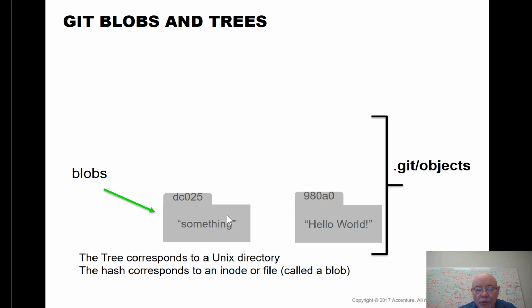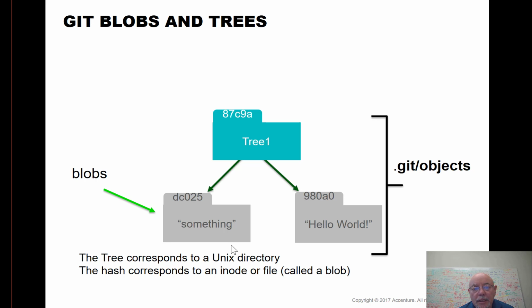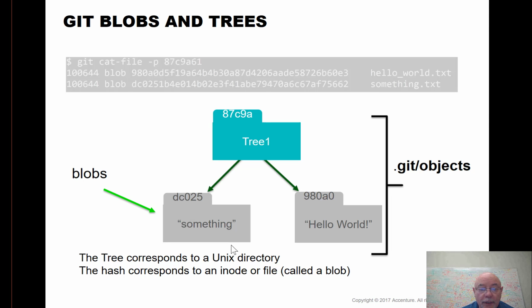But these blobs are stored under the .git objects directory. So what we're going to do is create these, and we're going to look at the objects subdirectory, and we're going to create a tree that points to these. So a tree is basically, you can think of it as like a directory. Okay, so we have a directory with two files in it in Git, and all of these, both the blobs and the tree, are known by their hash files. Okay, and we're going to see exactly how those are constructed.